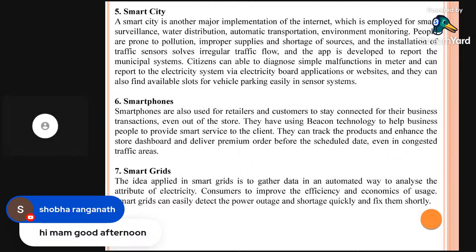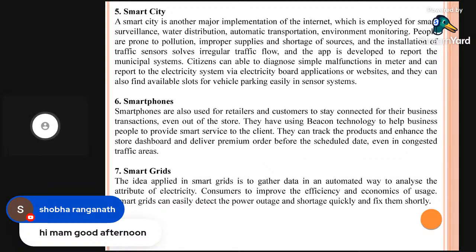Smart grids. The idea applied in smart grids is to gather the data in an automated way to analyze the attributes of electricity. So consumers can improve the efficiency and economy of usage, and smart grids can easily detect power outages and shortages quickly and fix them sharply. So this is about smart grids.